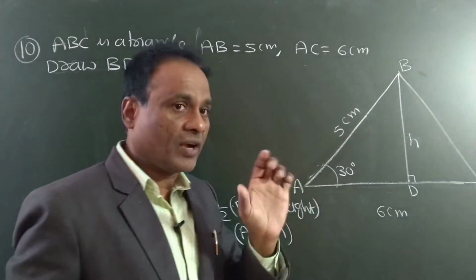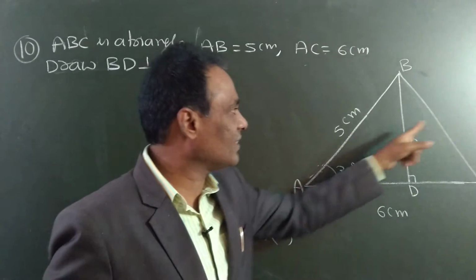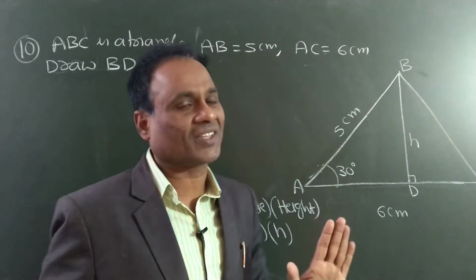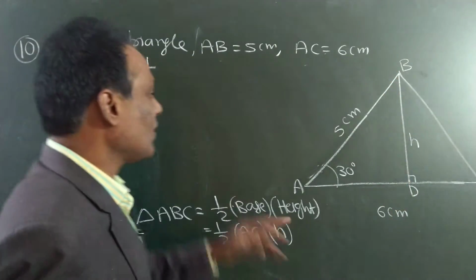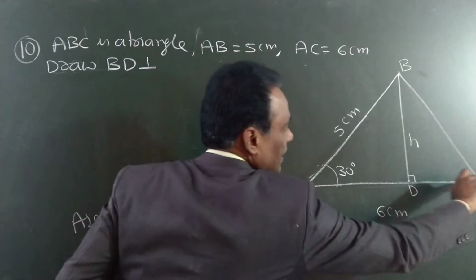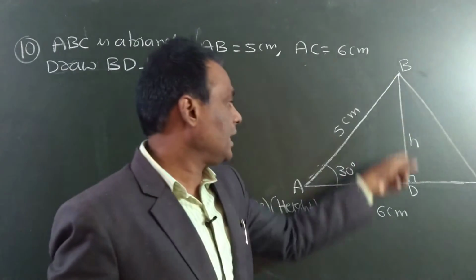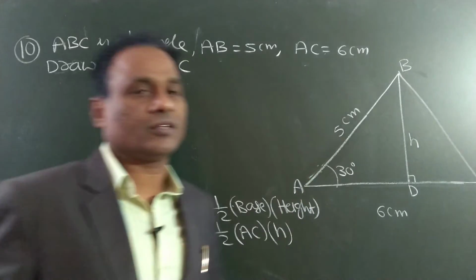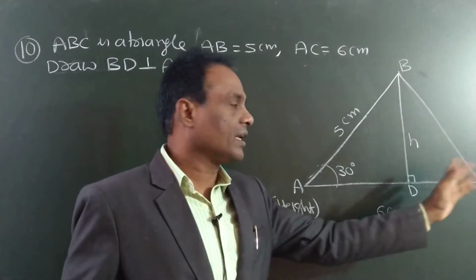Draw BD. We have done one change. What is that change? I have drawn a new line. This is not given in the question itself. One extra thing I did is I have drawn a BD line. Draw BD perpendicular to AC.